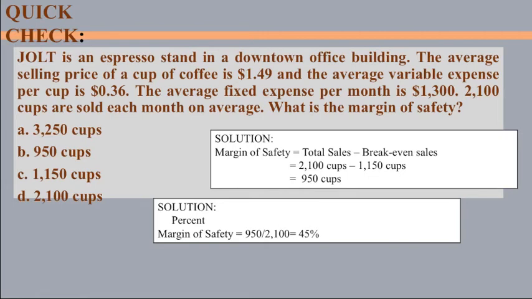2,100 cups. Solution: margin of safety equals total sales minus break-even sales, equals 2,100 cups minus 1,150 cups, equals 950 cups. Solution in percent: margin of safety equals 950 divided by 2,100 equals 45%.